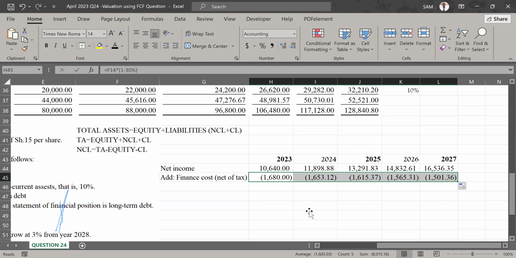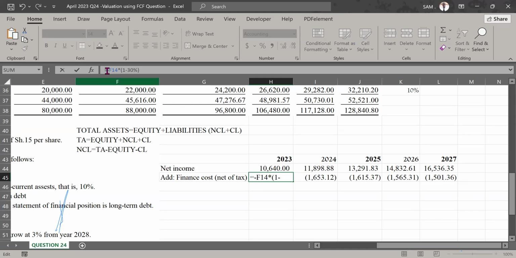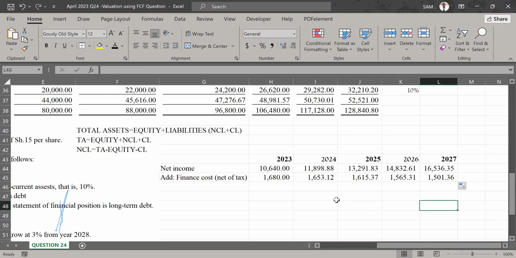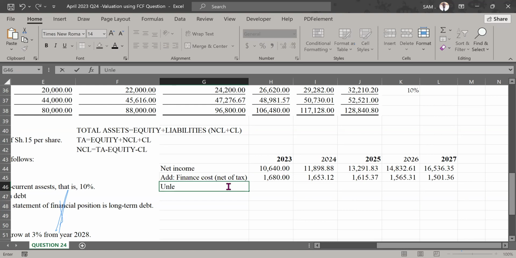After we have this, you can see it is coming as a negative, but actually we are supposed to add. So I need to introduce a negative in the first computation so that it comes as a positive. We are adding it, we are not subtracting. Good. After we have that, this is what will give us unlevered income.